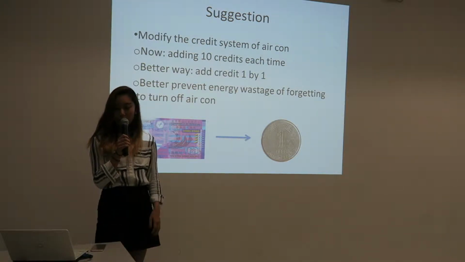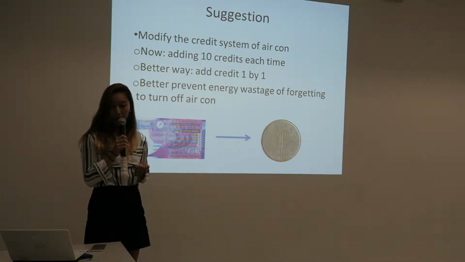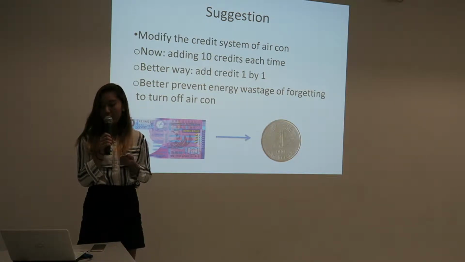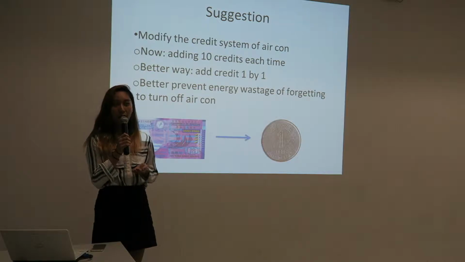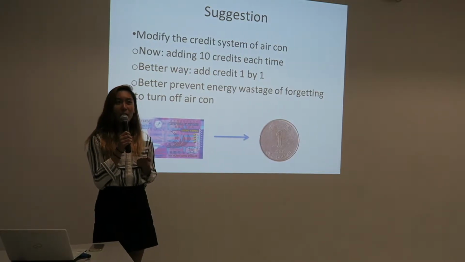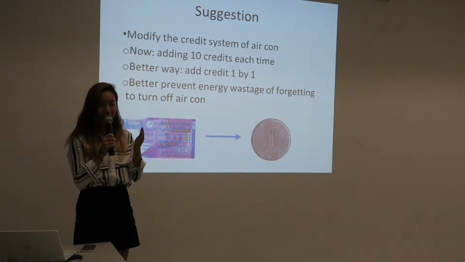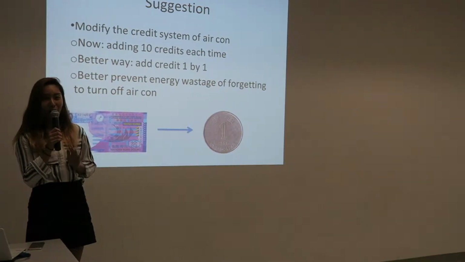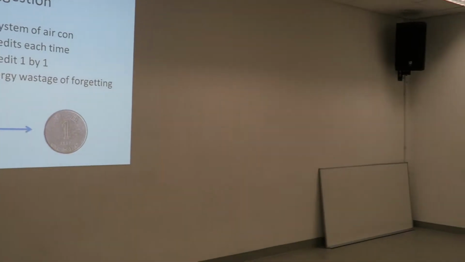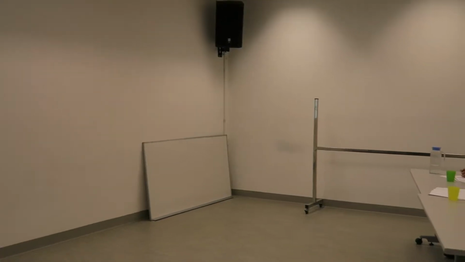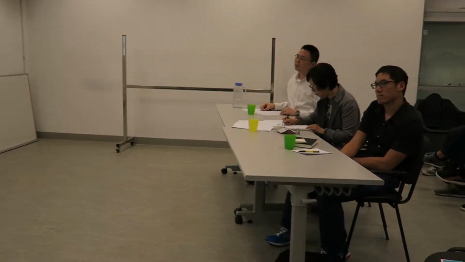So we think that if we add a credit one by one, it can prevent the energy wastage of people forgetting to turn off the aircon. Also, when we are well slept, we will not notice the aircon has been turned off. So if we add on the credit one by one, the aircon may be turned off 2 to 4 hours after we have slept, when we do not really need the aircon, so it can help us save money and also save energy usage.